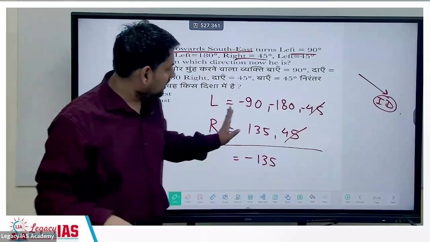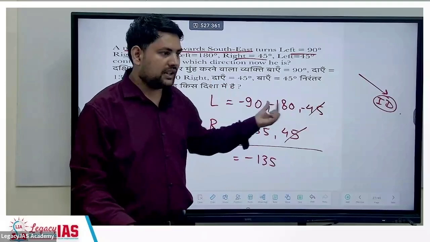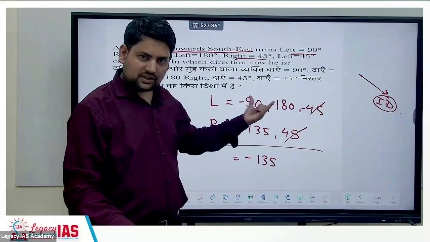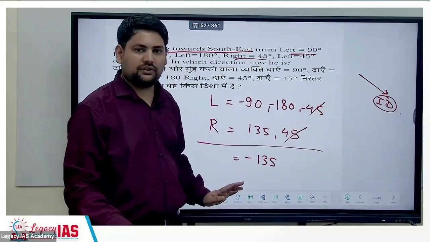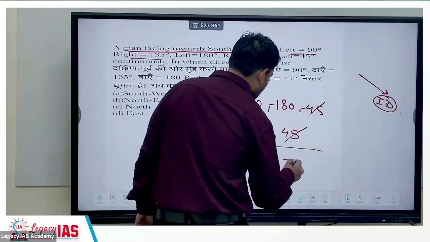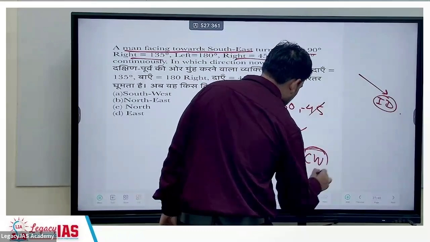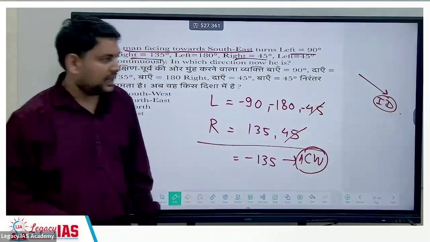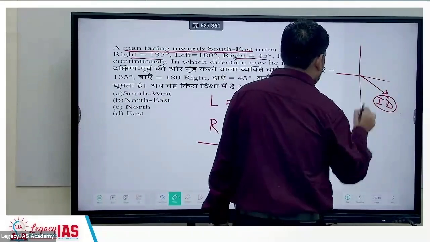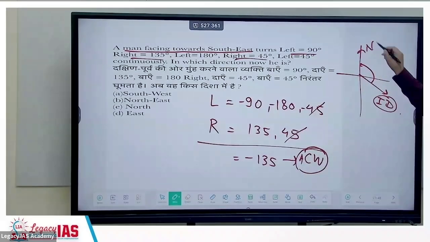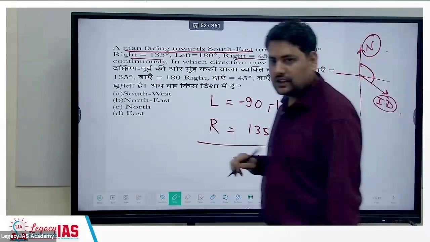If you can't see it like this, see it simply 90 plus 180, both in minus. So minus 270 plus 135. So what you get? Minus 135, which means we have to go anti-clockwise. How much? 135 degrees. Now, if he was in southeast direction, then 135 degree would look like this, 45 and 90 more. He'll reach here. Understood. Simple.